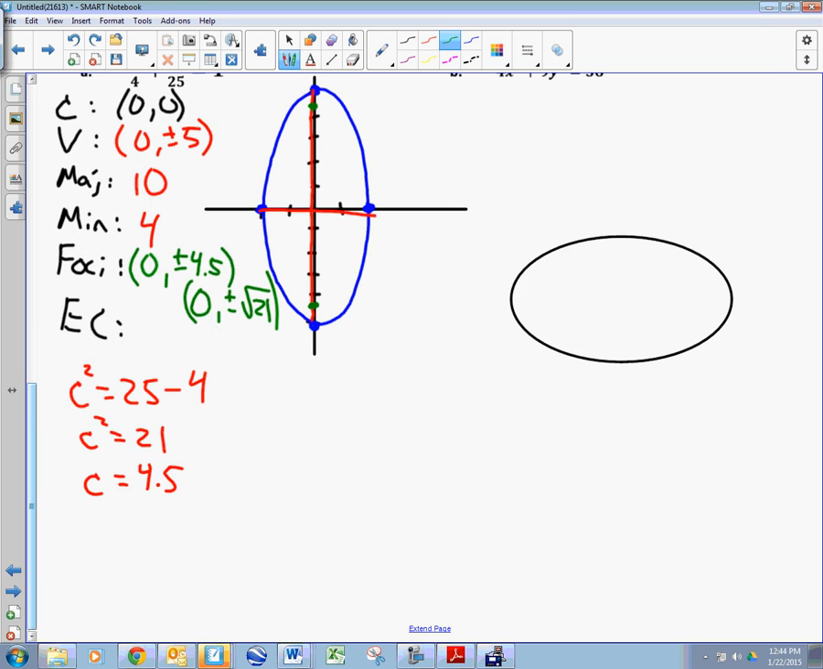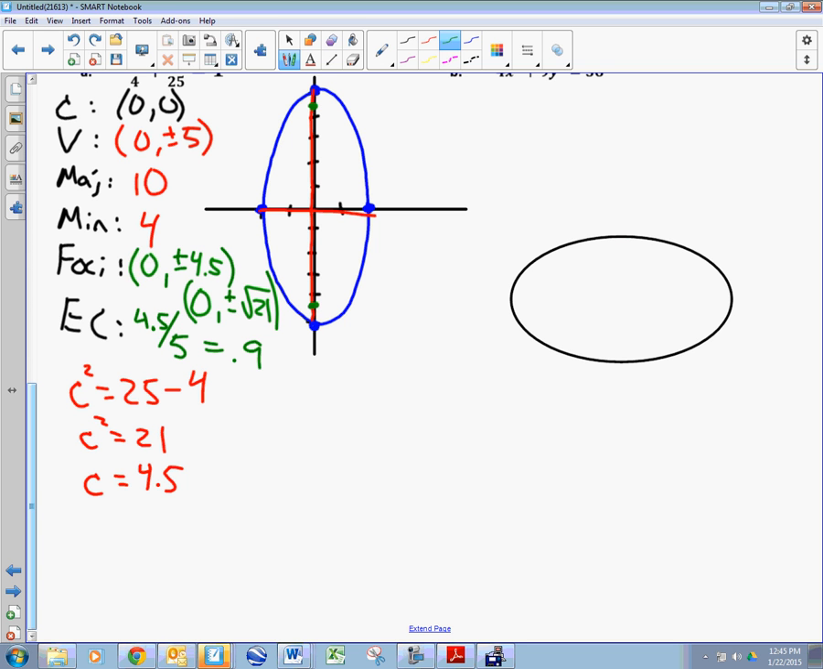Then to calculate the eccentricity, I take the C value, which is 4.5, and I divide it by the A value, which is 5. 4.5 divided by 5 is about 0.9. So that's fairly close to 1. So we'd say that this is a fairly stretched ellipse. Okay? And that's it. It's not that bad, is it?